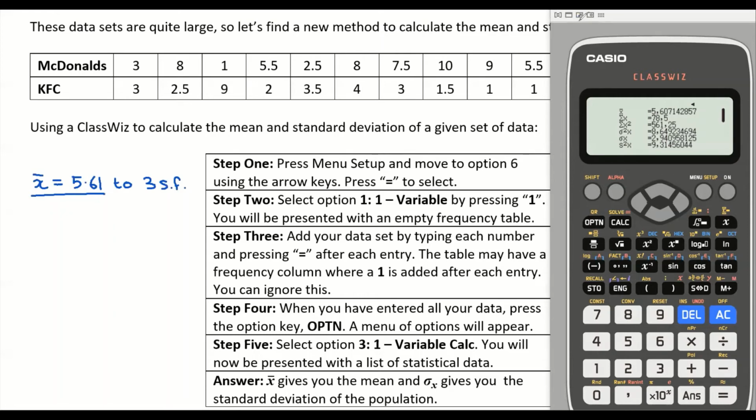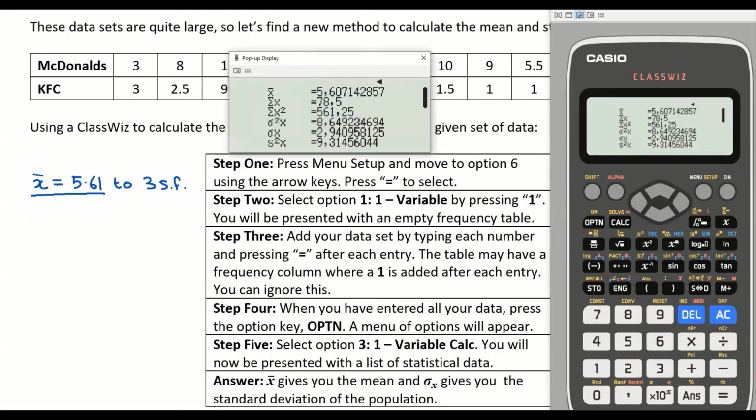Let me, maybe I can make this a bit bigger. There we go. So I'll make it even bigger still. You can see this. No, maybe not. So I'm just going to highlight. So I've just opened the window up there. Sigma x, this value here, this is the standard deviation. Okay.